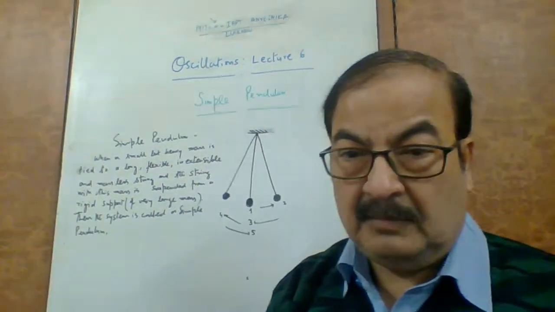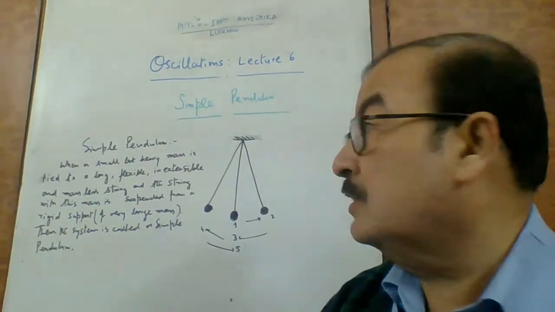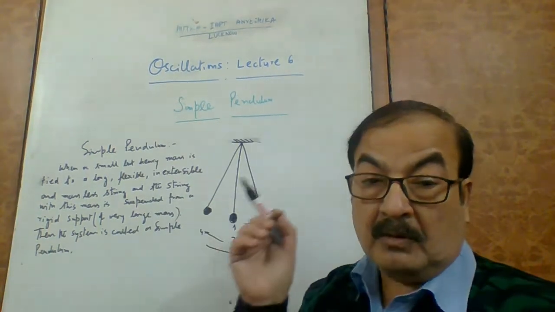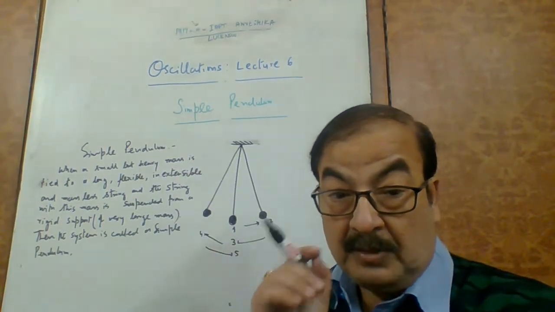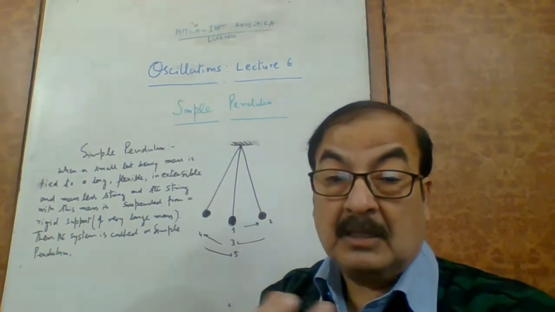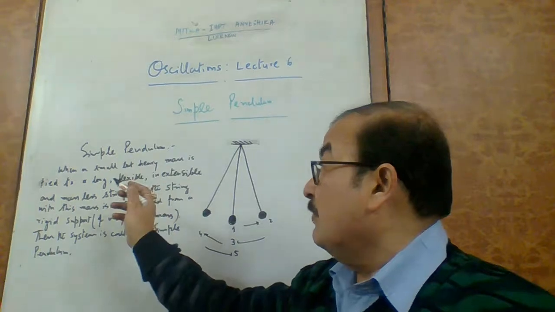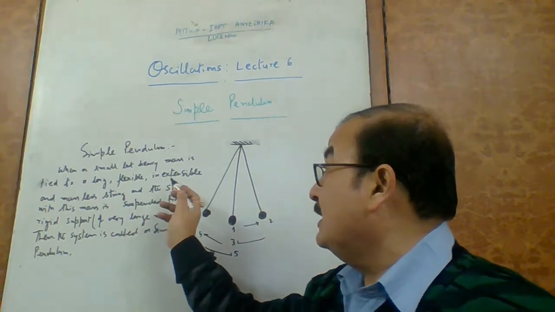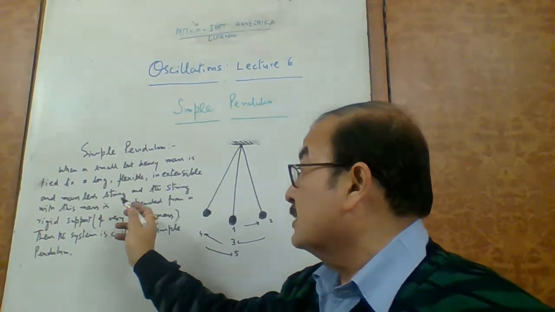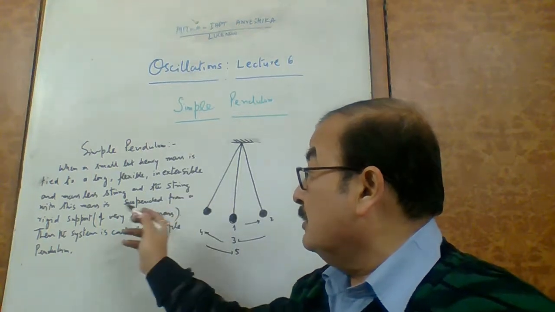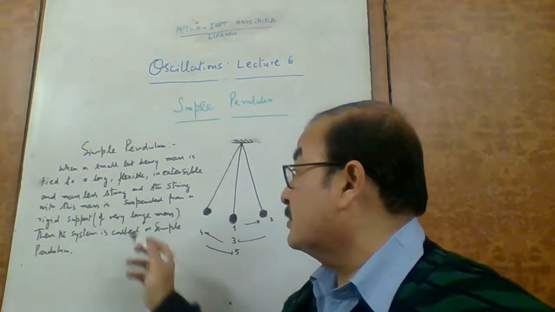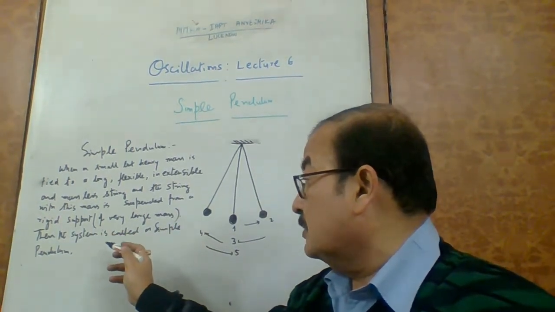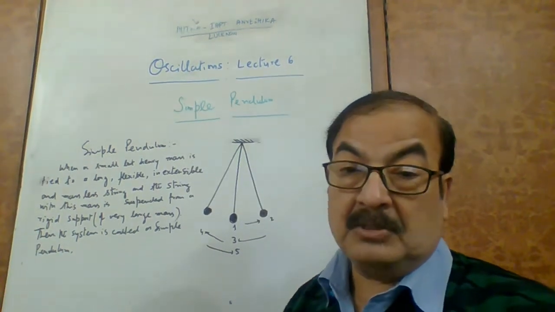I am just giving you a closer look. It is the definition of a simple pendulum. When a small but heavy mass, meaning it will be very small but it will have some applicable weight, that is, you cannot make it from thermocol, that could not be there. When a small but heavy mass is tied to a long, flexible, inextensible and massless string, and the string with this mass is suspended from a rigid support, the rigid support must be very heavy, of very large mass, then the system is called a simple pendulum.